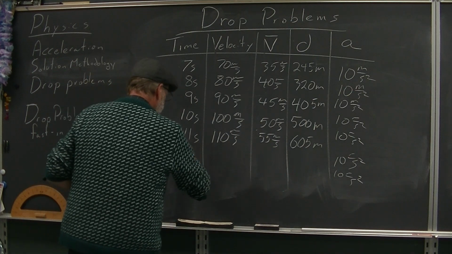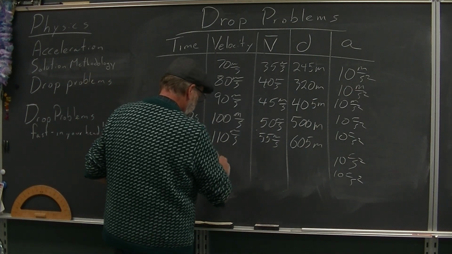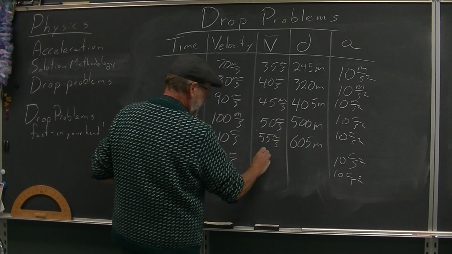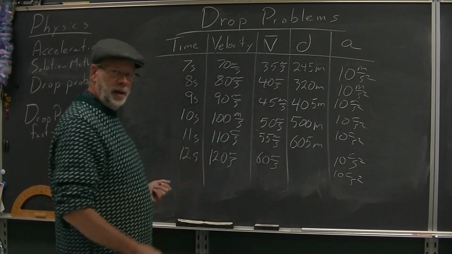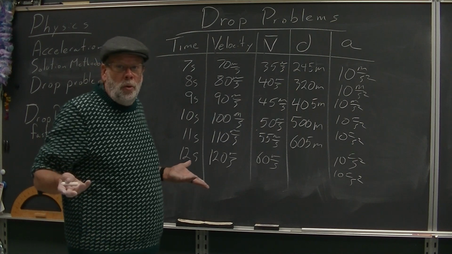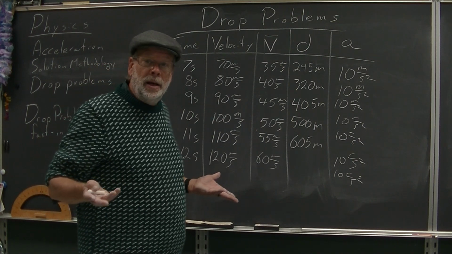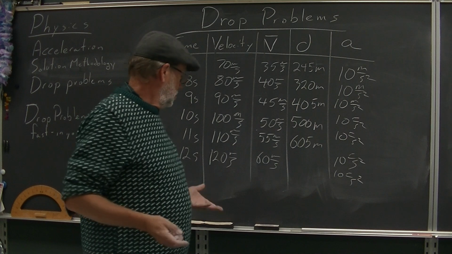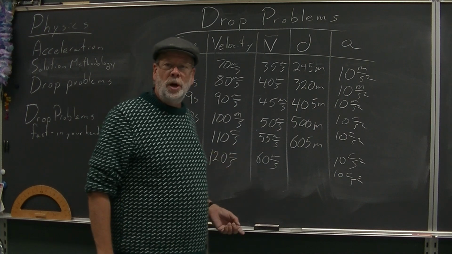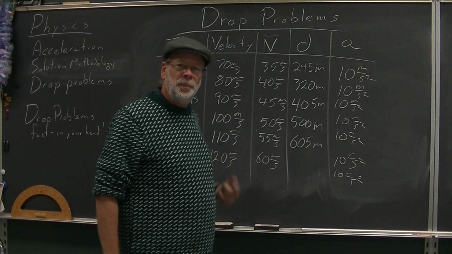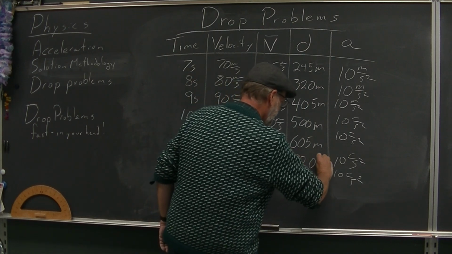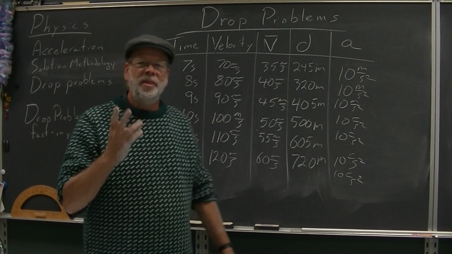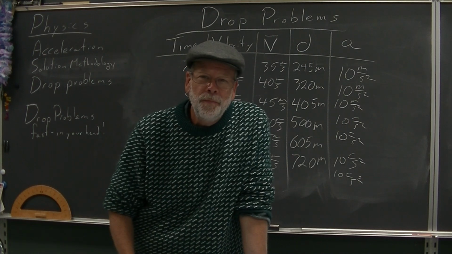How about 12 seconds? The last one we're going to do. 120 meters per second. 60 meters per second is the average. 60 times 12. I don't know. So how about 60 times 10? 60 times 10 is 600. What's 60 times 2? 120. So what's 600 plus 120? 720 meters. Guys, this is how you do drop problems.